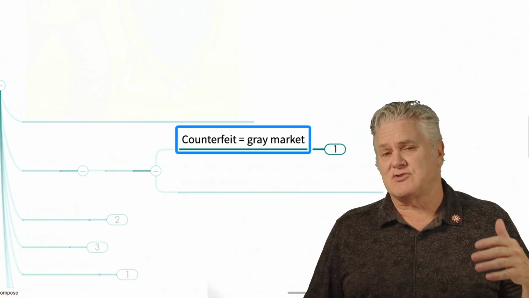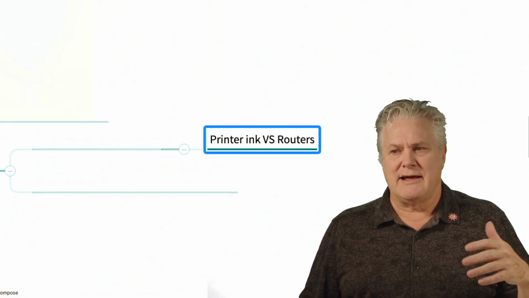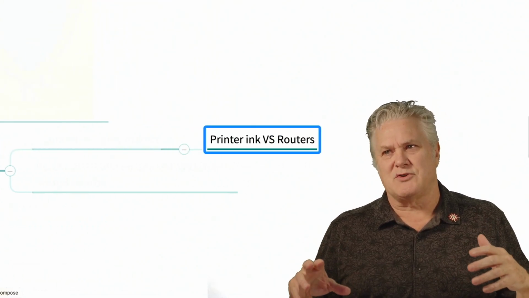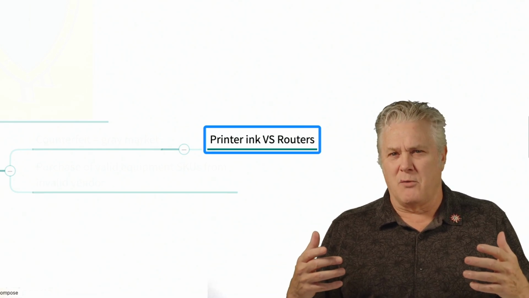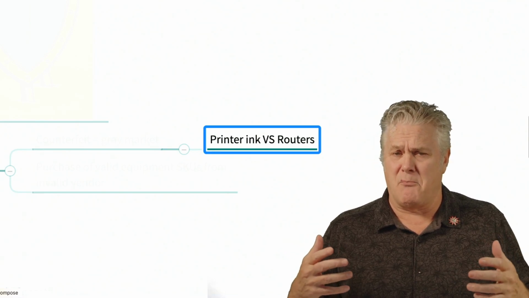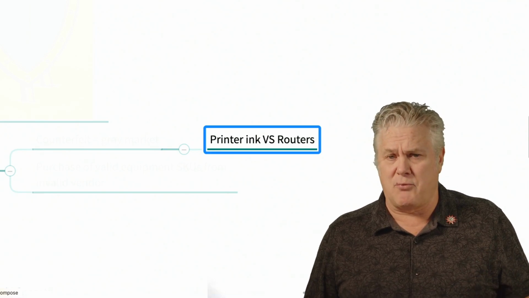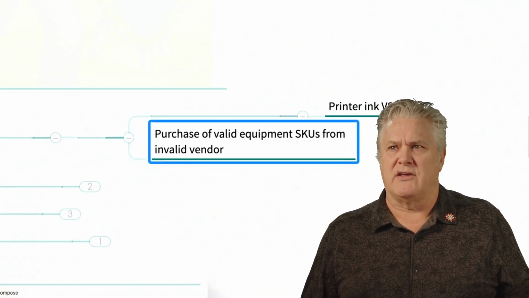This usually happens through things like counterfeit products or gray market. Now, this isn't such a big deal when we're talking about printer ink, like refilling a printer ink cartridge. But when we're talking about a sophisticated tool like a router and there are gray market or counterfeit products out there, this really does put the organization at risk.